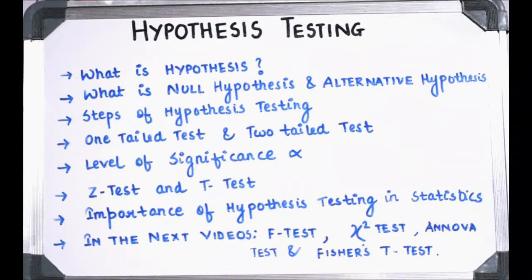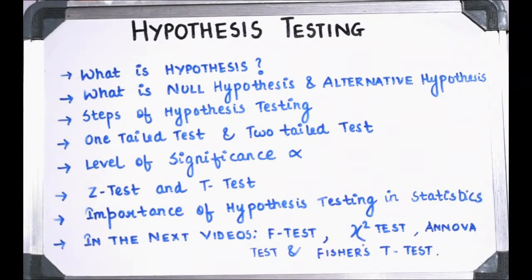We'll discuss one tail test and two tail test. We'll make sure that your basic concepts get cleared in this video. We'll discuss the importance of level of significance in hypothesis testing. We'll discuss two popular methods of hypothesis testing, that is Z-test and T-test.